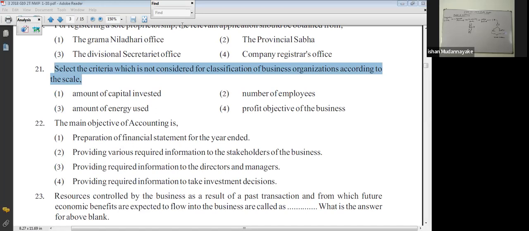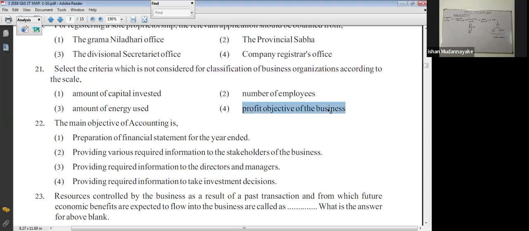No, sir. Right. What is the answer for the question number 21? Yes, Sandhya, the answer is correct. Fourth one. What is the answer? Fourth one. Profit objective of the business.